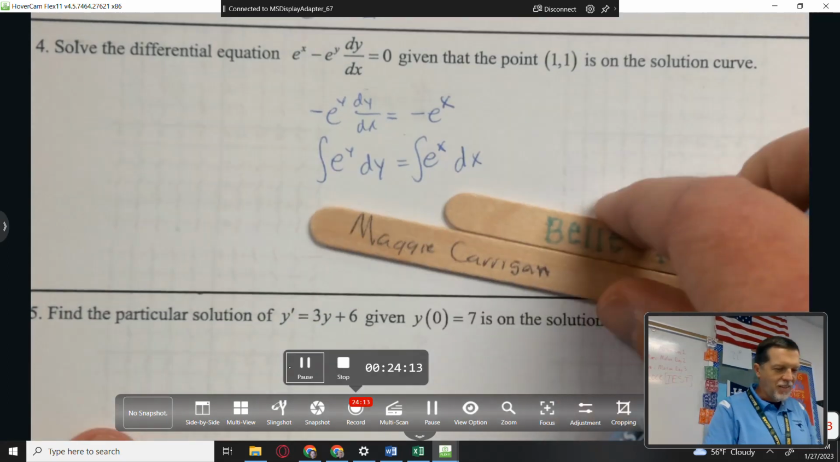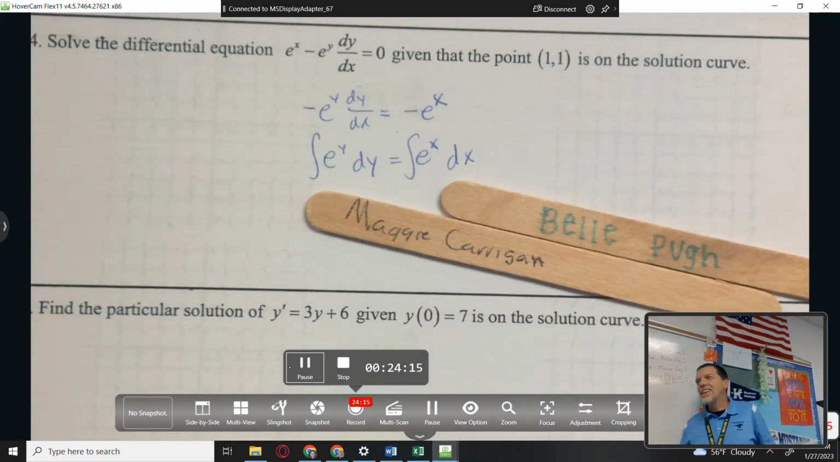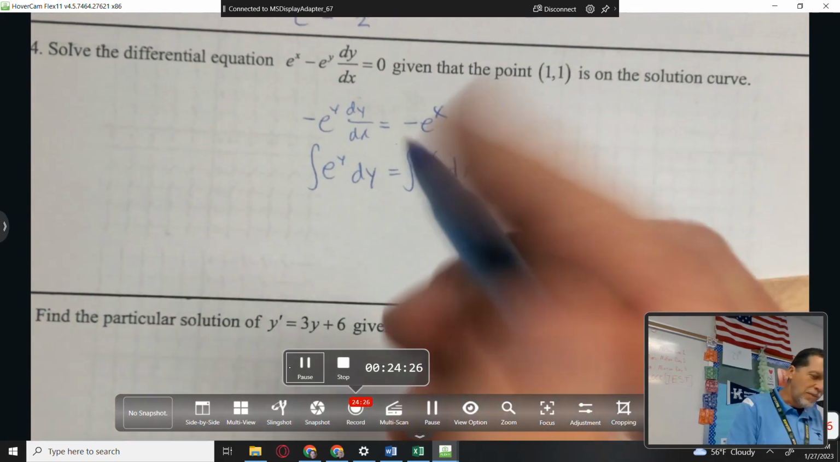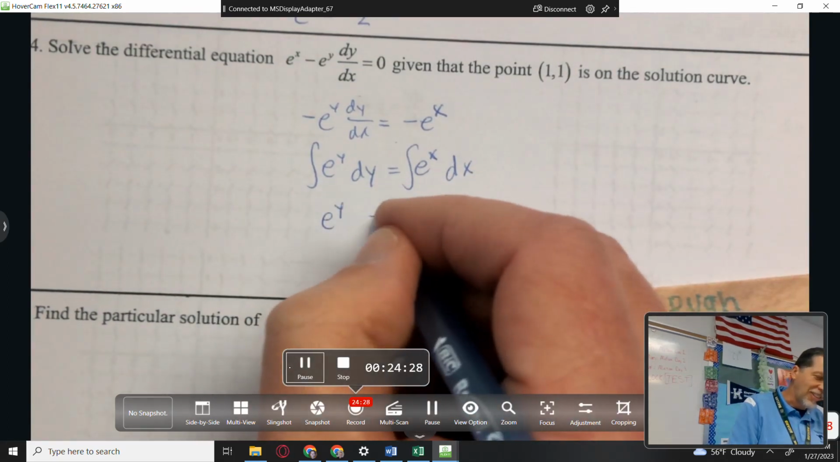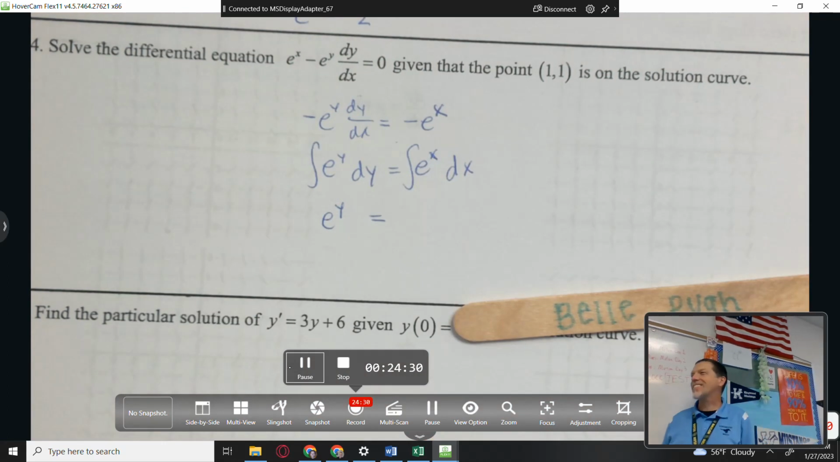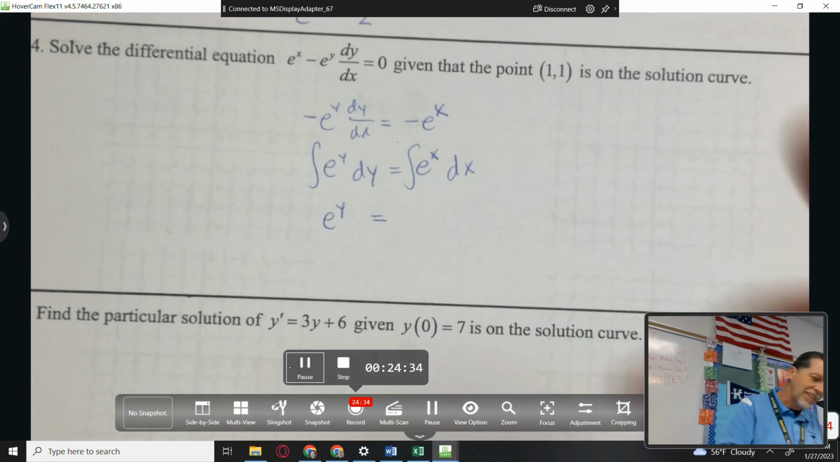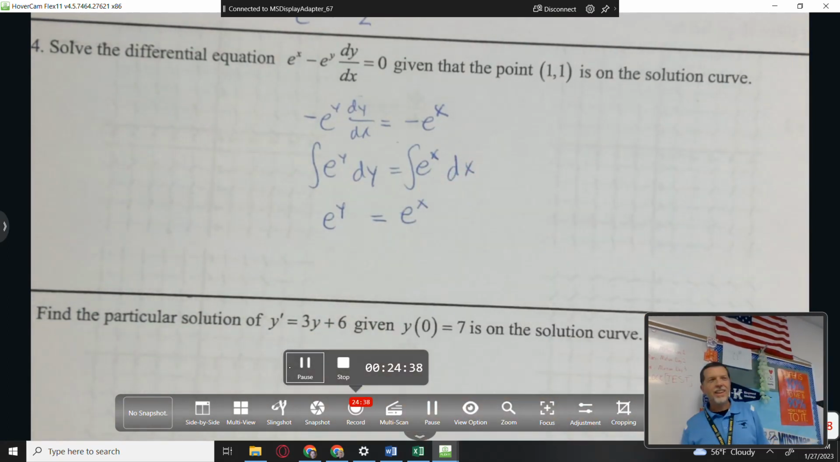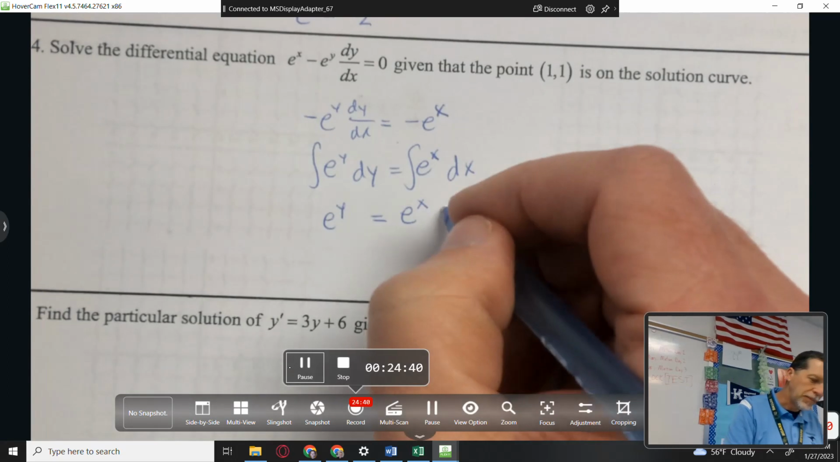Maggie, how about the antiderivative of e to the y? Good, that's just e to the y. Which means Belle kind of got the easy end of that because hers is the same integration with x's. So the antiderivative of e to the x is e to the x. Well, there's one thing that they had to add: plus c. You need a plus c on one of those sides.